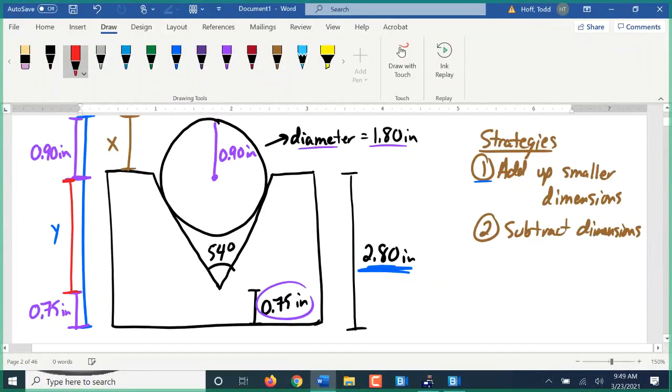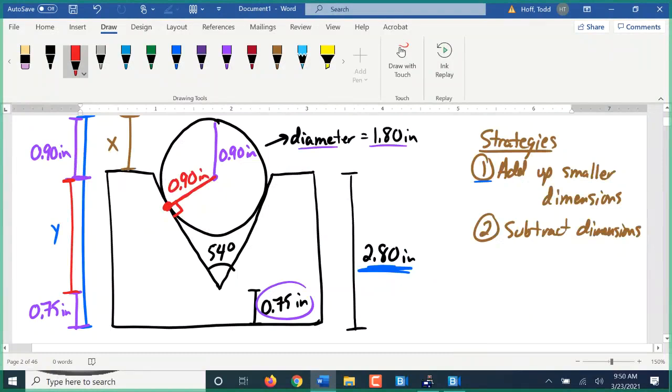To find that, I'm going to construct a right triangle. To do that, I have a circle with a tangent to it. So I'm going to draw a radius to that point of tangency. This is where the tangent touches the circle. When I draw the radius to that point, it forms a right angle with that tangent. I know that radius is 0.9 inches. All the radii of that circle are 0.9 inches.